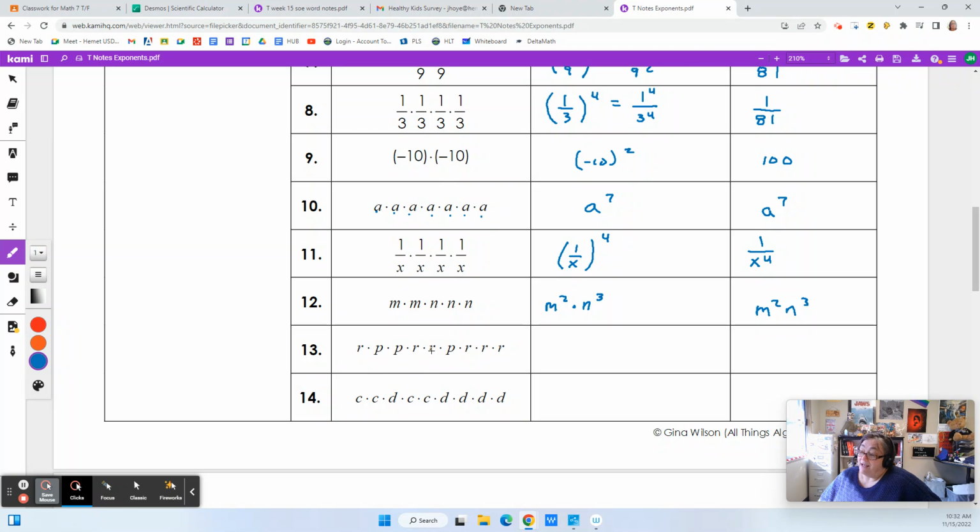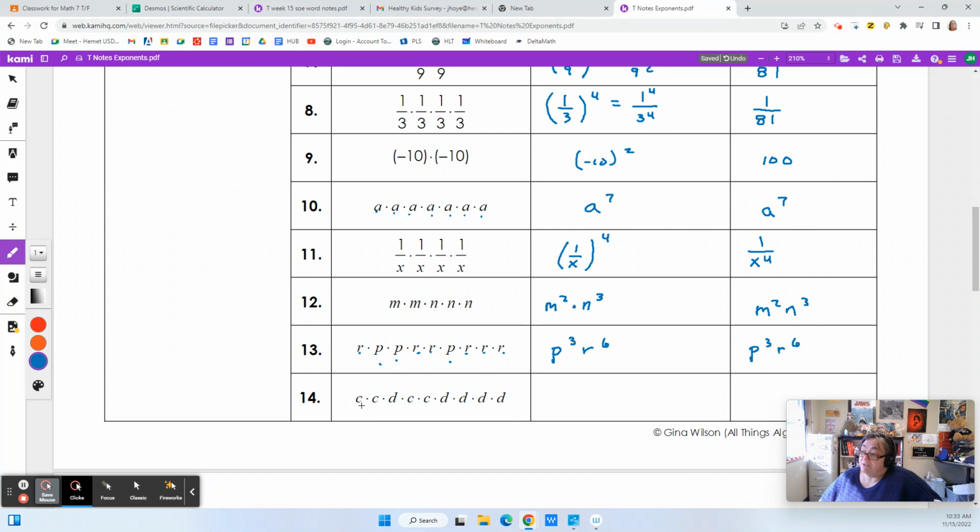And we could do the same thing here. I like to go in alphabetical order, so I'm going to write the p's first. I have 1, 2, 3 p's. So that's p to the 3rd power. And I have r, I have 1, 2, 3, 4, 5, 6 r's. So that would be r to the 6th power. And it's going to be the same over here because we don't know the value of r or p.